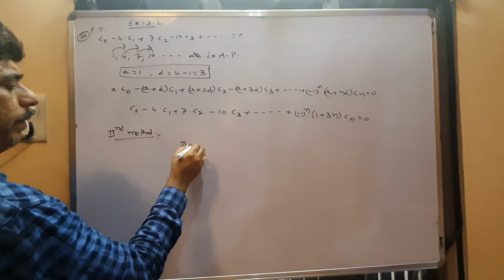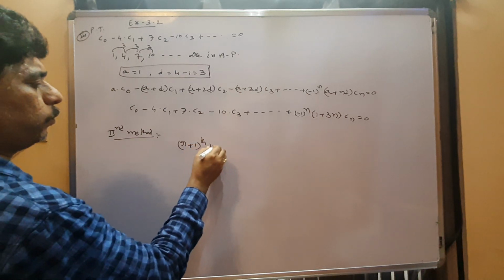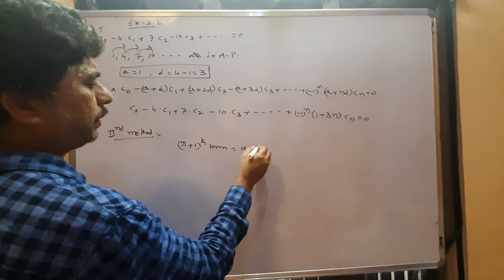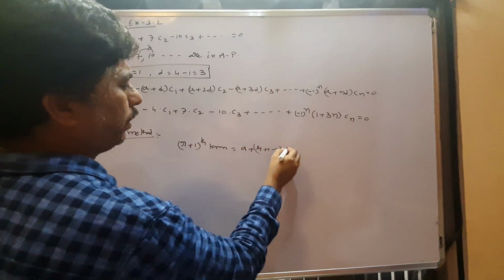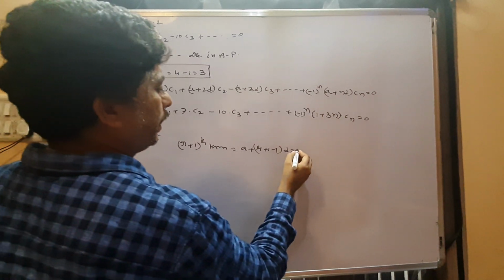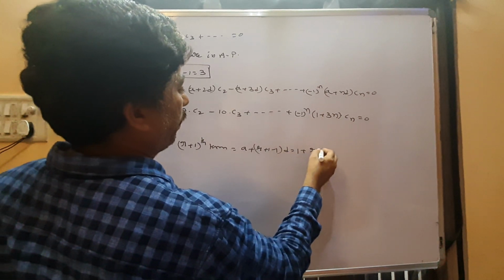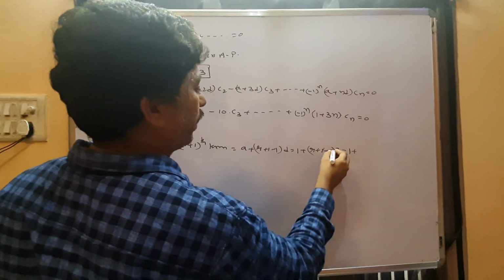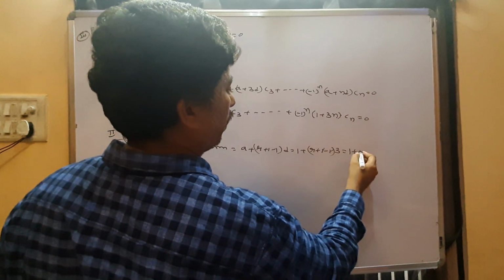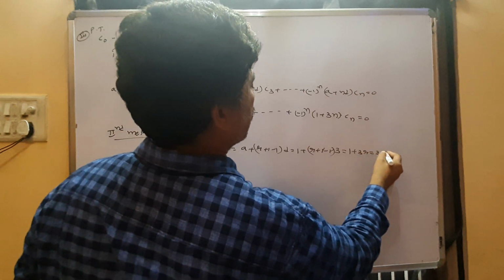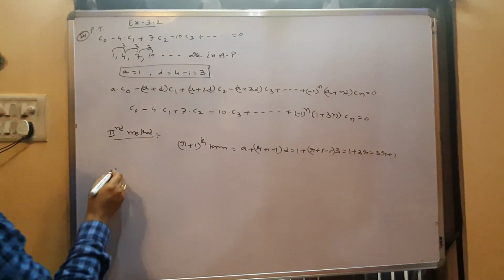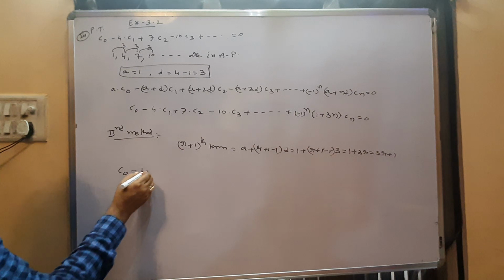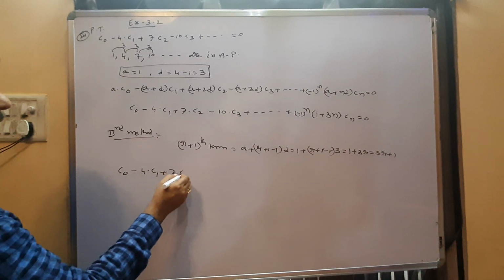You have to find the (r+1)th term. It means a + (r+1−1)d. That is a + a means 1 + (r+1−1)d, where d is 3. So 1 plus 1 gets cancelled, 3r. So 3r + 1.